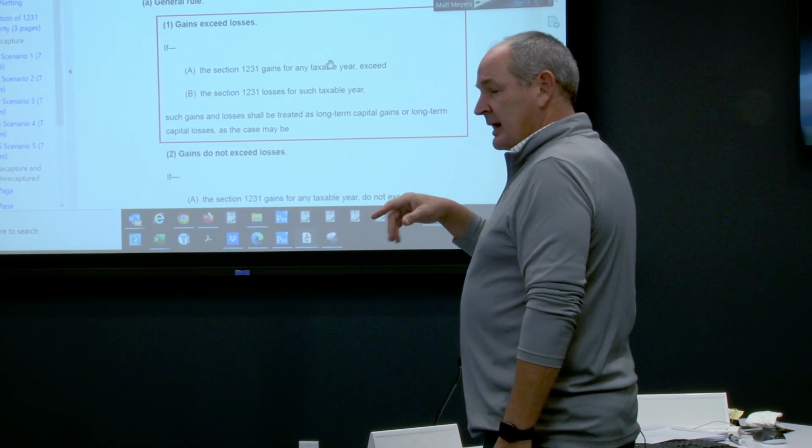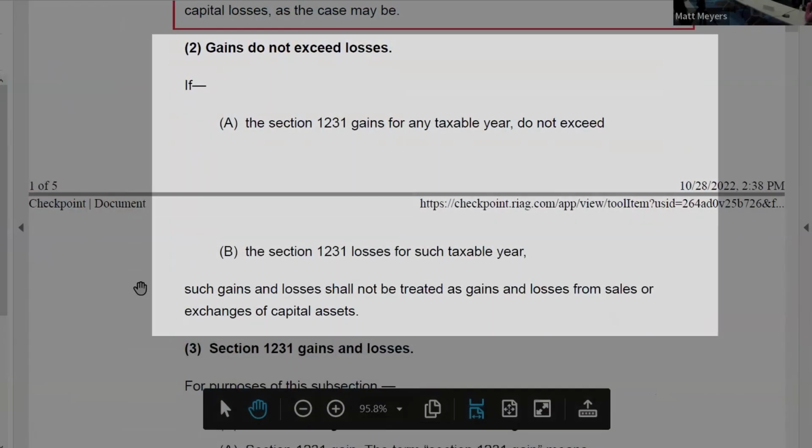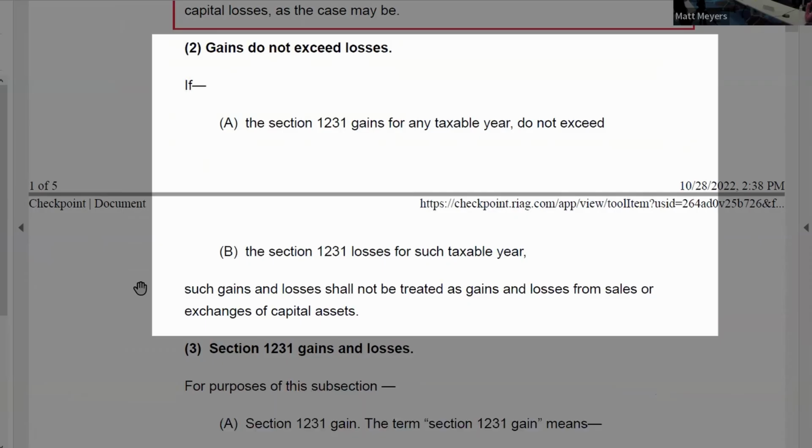Maybe. So Allie, who do you want to call on? Chris? What's gains do not exceed losses? If A, the section 1231 gains for any taxable year do not exceed B, the section 1231 losses for such taxable year, such gains and losses shall not be treated as gains and losses from sales or exchanges of capital assets. Okay, did you just highlight that whole thing, Jackson?